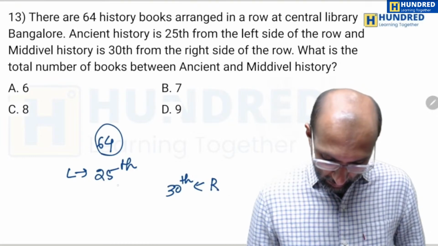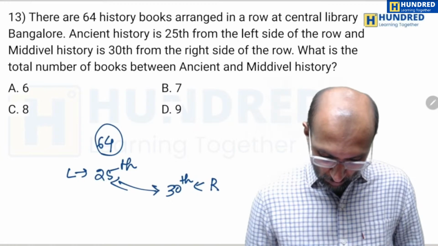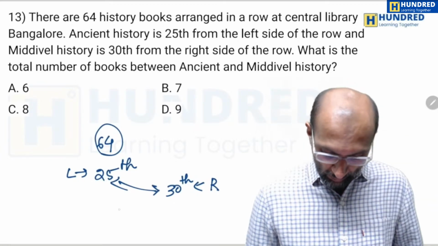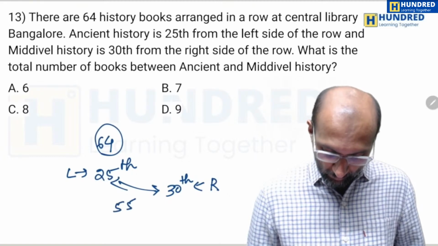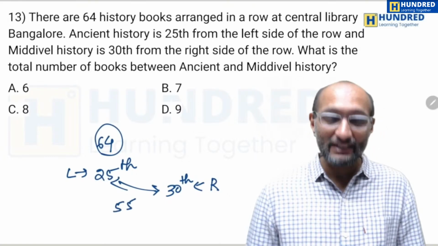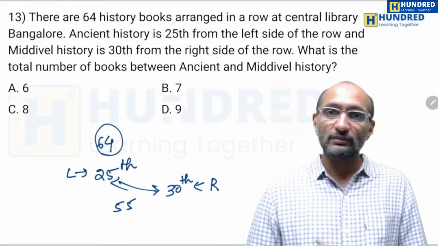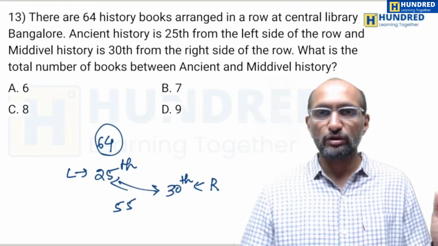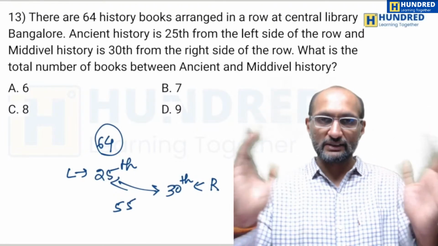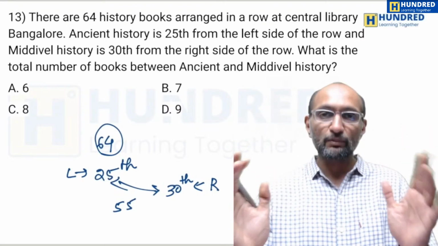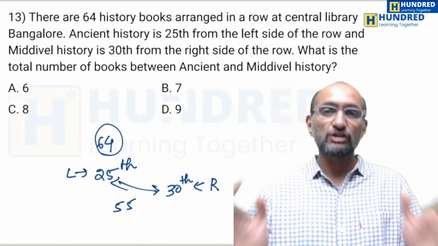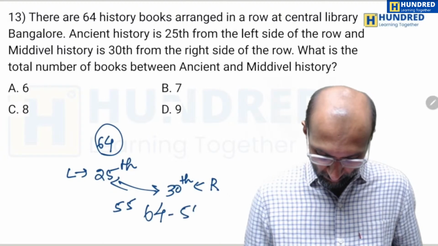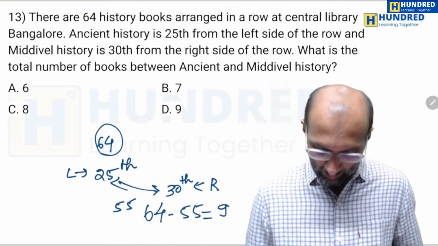Now, 64 is the number of history books arranged. But if you add these two, like we added the positions of Samprata and Suprita, we get 55, which is less than the total number of history books. So now there is no chance of overlap, which means there is exactly that number of books between ancient history and medieval history. So 64 minus 55 is how much? 9.